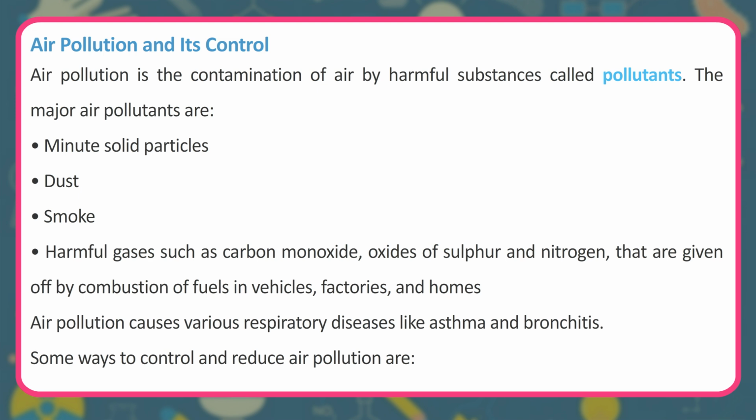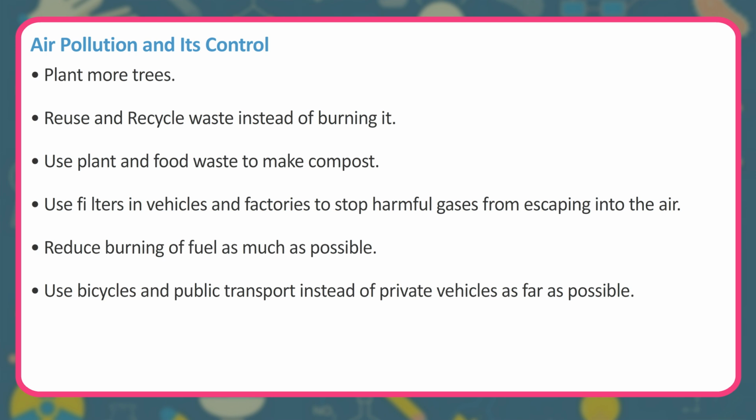Some ways to control and reduce air pollution are: plant more trees, reuse and recycle waste instead of burning it, use plant and food waste to make compost, use filters in vehicles and factories to stop harmful gases from escaping into the air, reduce burning of fuel as much as possible. Use bicycles and public transport instead of private vehicles as far as possible.